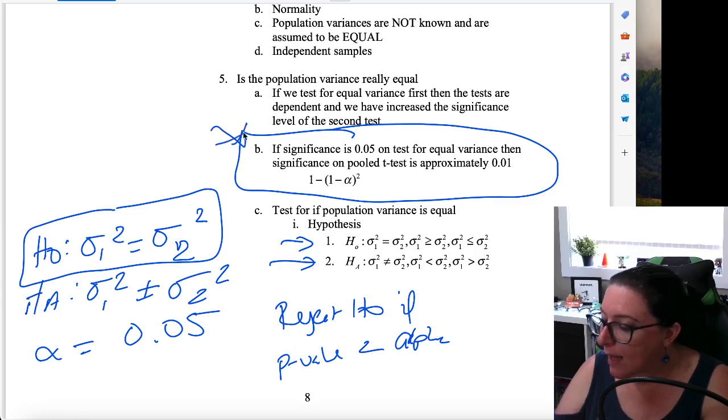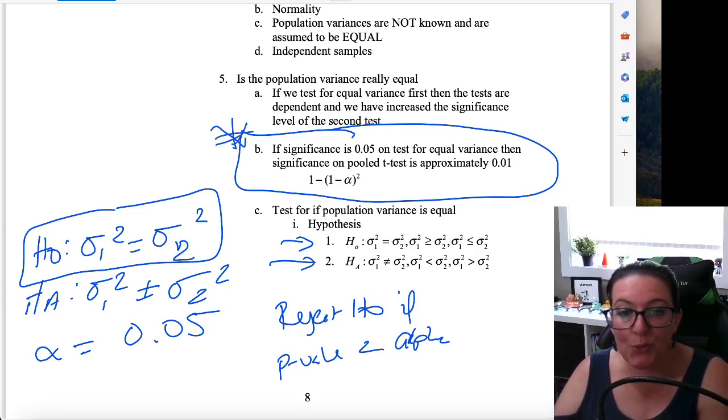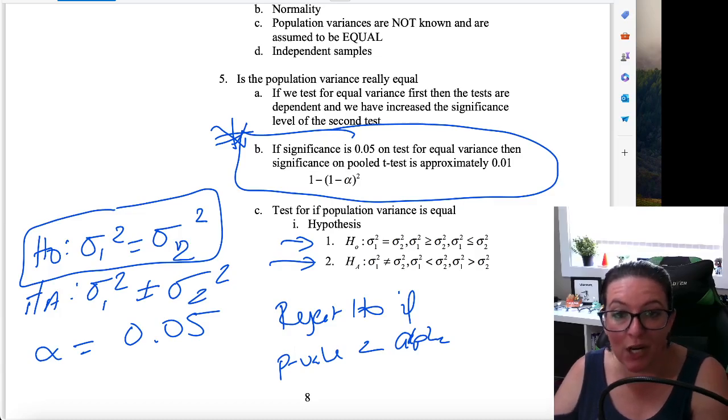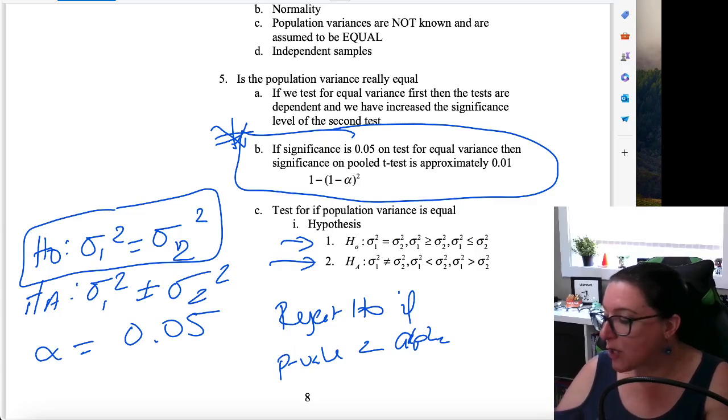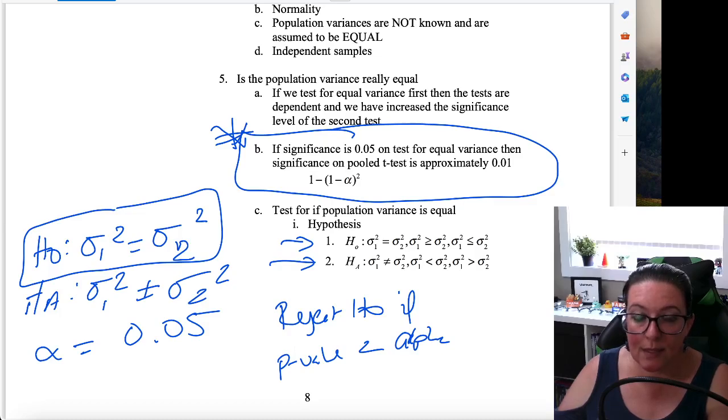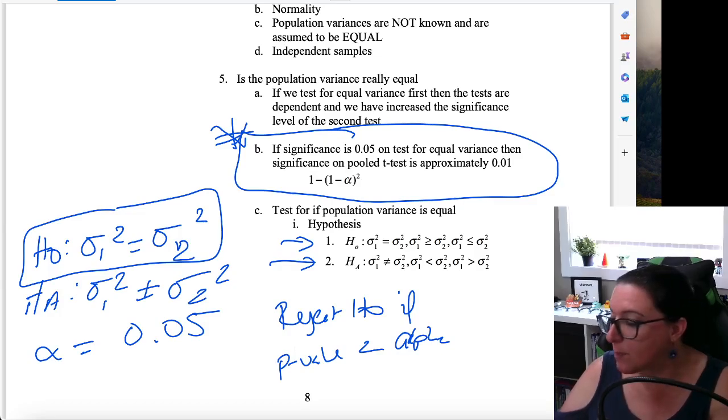Just recognize that if you're testing that, your two tests are actually dependent on each other. The results of one impact the results of the other. And so it's actually impacting the overall significance of the second test. So if you do a 0.05 on the first test, then the significance level you're using on the second test is 0.01. Okay.